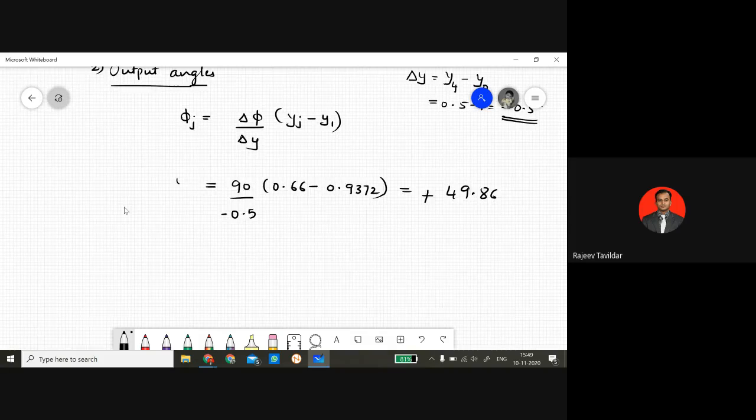This is our phi 2 value. Similarly, phi 3, how much are you getting? 75.56. Yeah.